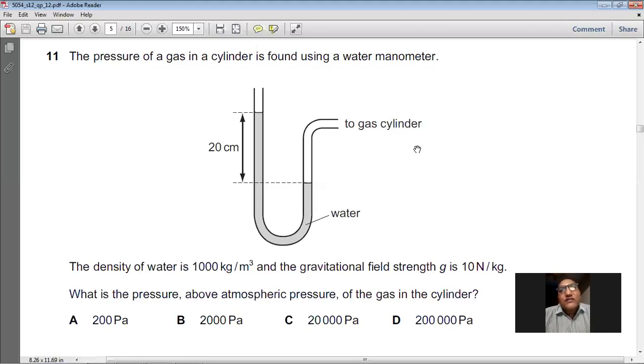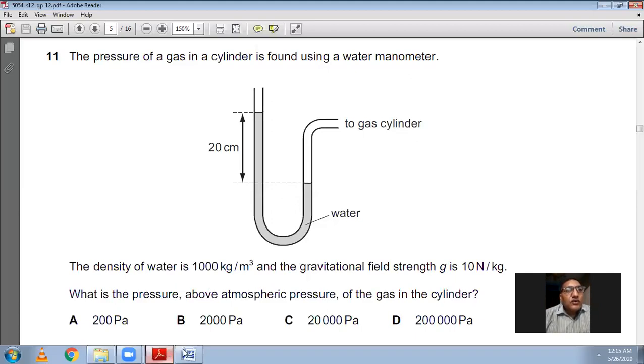So we have to convert this difference of pressure between the atmosphere and the gas cylinder into pascals. The formula is very easy: rho g h. Rho is the density, g is the gravitational field strength, and h is the height. But remember, the density is in kg per meter cube, while this height is only 20 centimeters, so I will convert it into meters also. That's the one trick, one googly in it. I have done this on paper, let me show you.